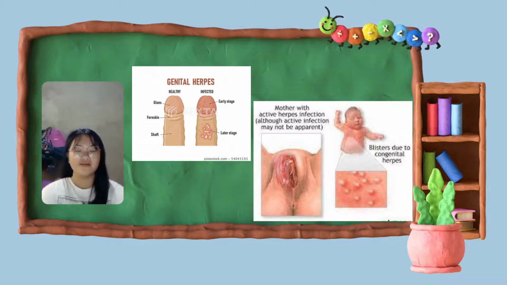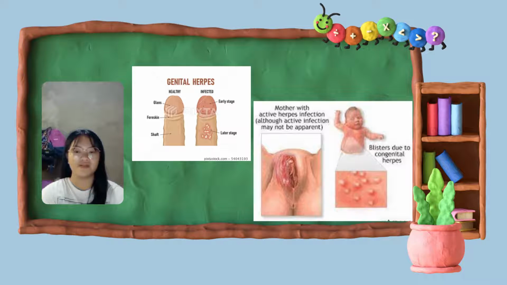Genital herpes. Genital herpes is caused by herpes simplex virus. It is a DNA virus under the family Herpesviridae. There are 2 types of HSV, type 1 and type 2. The virus is capable of latency in the neurons, hence the occurrence of recurrent infection. Mode of transmission. The main mode of transmission is through oral secretion or sexual contact.